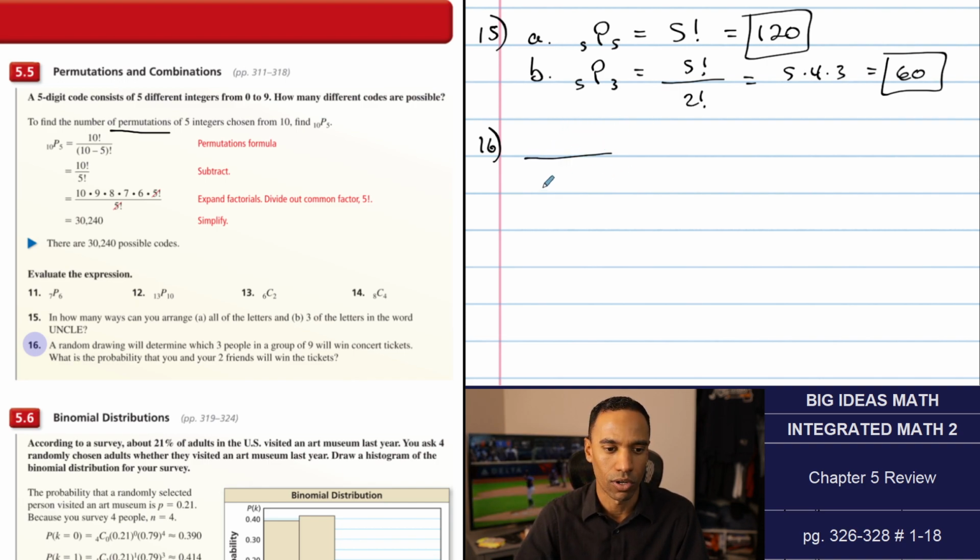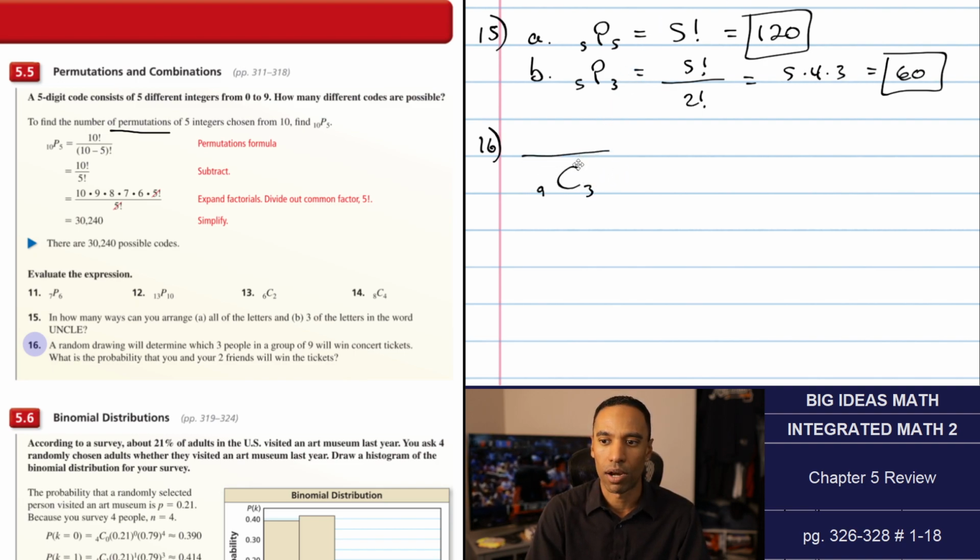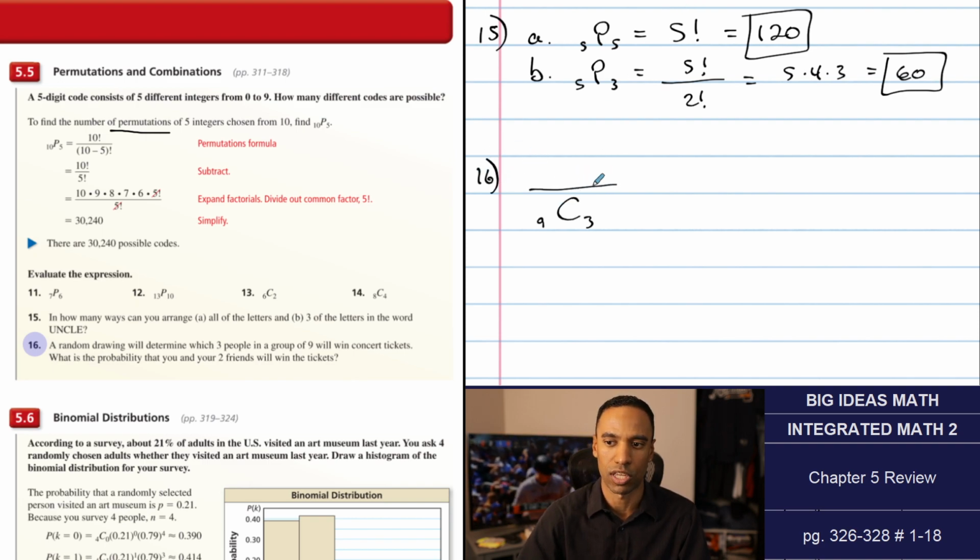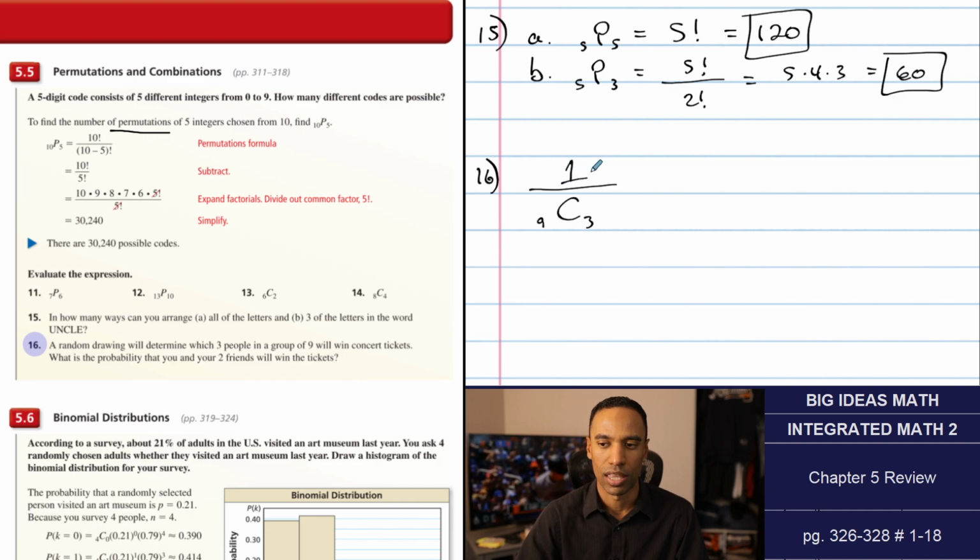Now, out of the total, there are 9 choose 3 of them, and it is a combination given that the order does not matter. Now, I want me and my friends to win the tickets. There's only one way that me and my friends can win the tickets. And that's in a 3 choose 3 scenario. Of the 3 tickets, we're the 3. So let me actually write that. 3 choose 3. Of the 3 tickets, we're the 3. 3 choose 3 is 1.